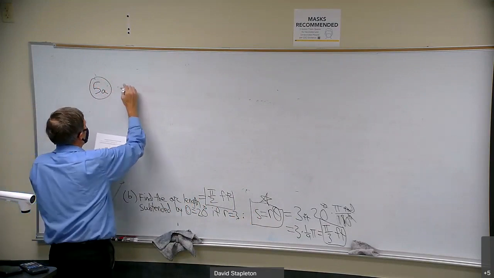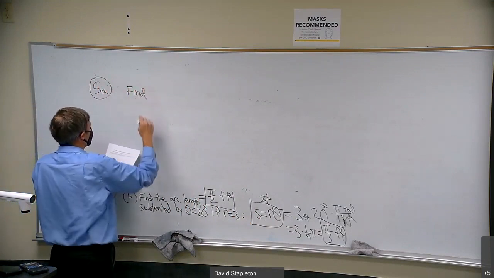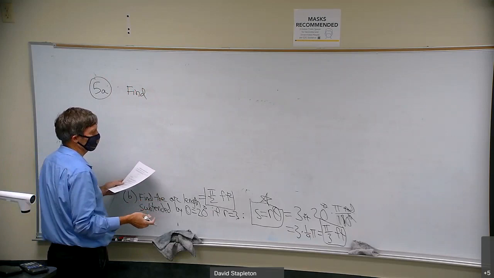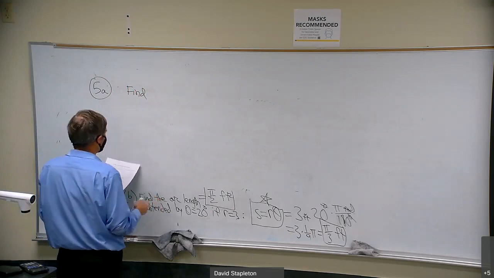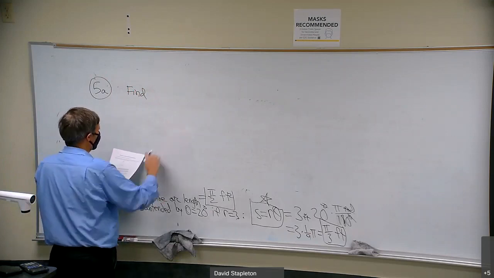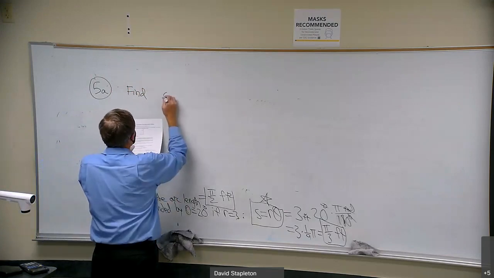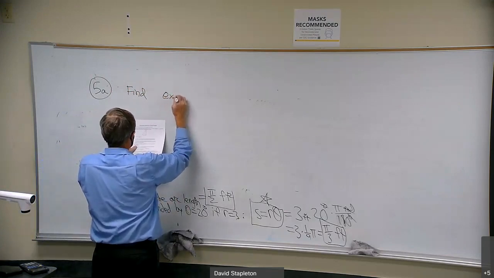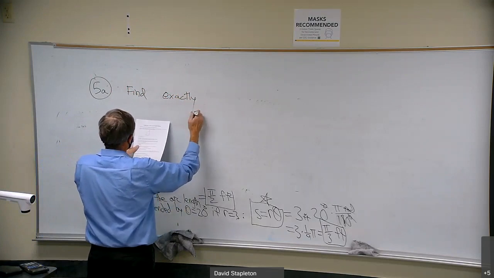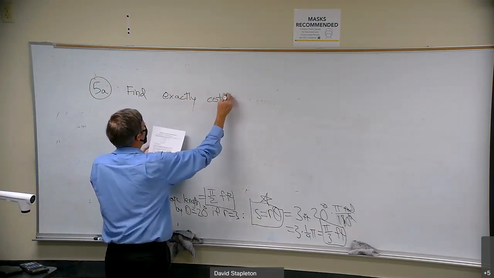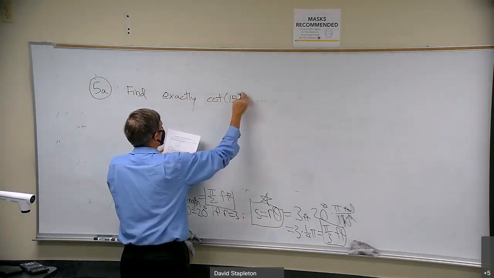Find exactly by hand. And by the way, your fancy calculators will do this exactly for you also if you put them in exact mode. You can check your answers on this. Check your answer, right? Find exactly, I didn't say exactly, but that's what I meant. I'll probably put that in the exam. Find exactly cotangent of 150 degrees.